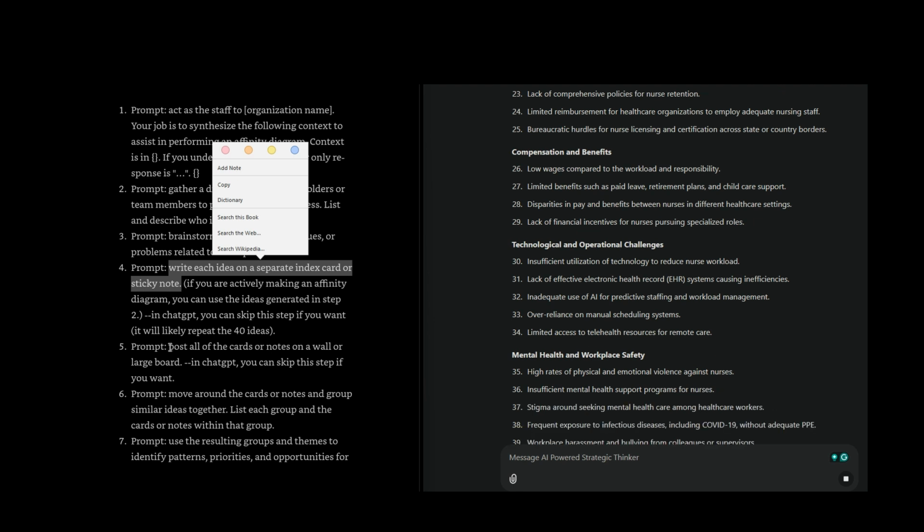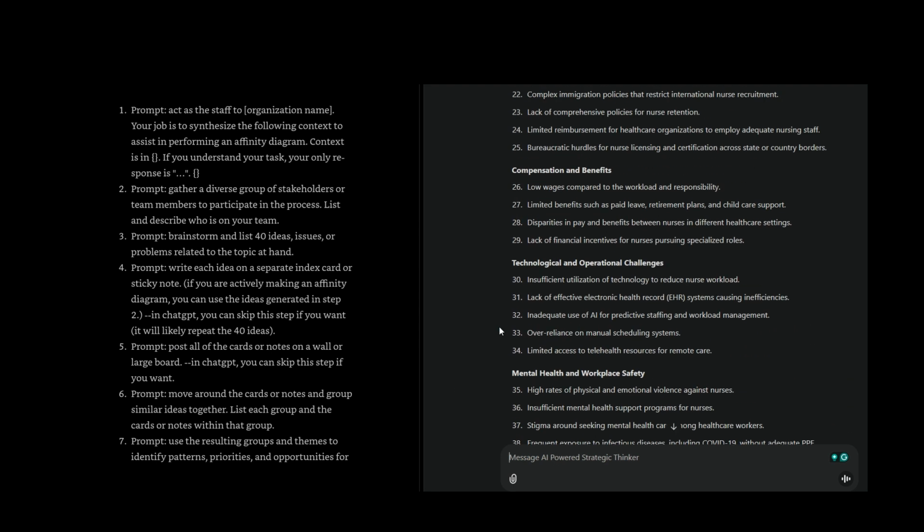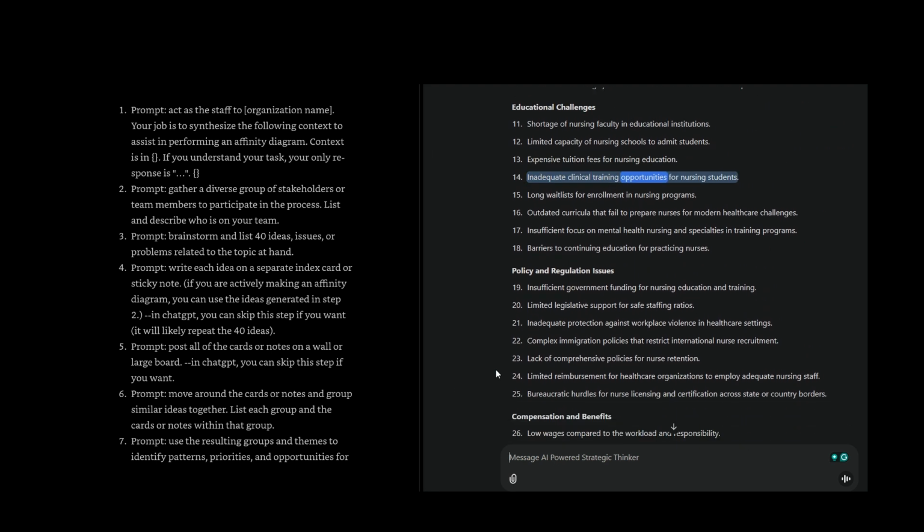Educational challenges: shortage of nursing faculty in educational institutions. Limited capacity of nursing schools to admit students. Expensive tuition fees for nursing education. Inadequate clinical training opportunities for nursing students. Long wait lists for enrollment in nursing programs. Outdated curricula that fail to prepare nurses for modern healthcare challenges.